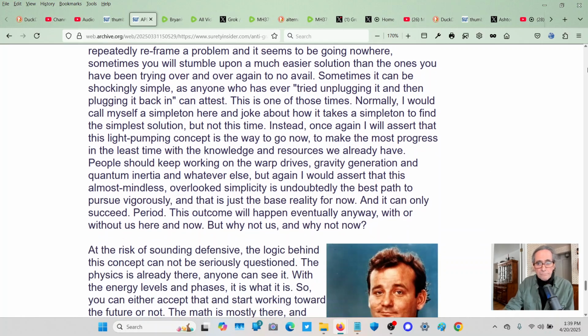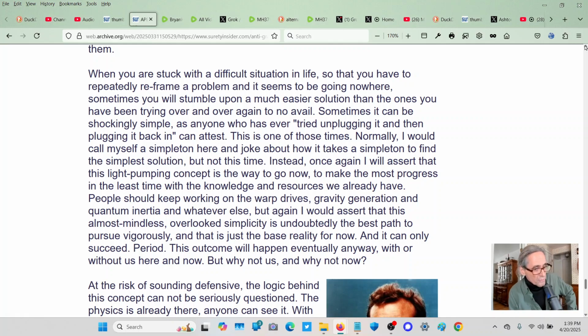Okay, winding down. One table pound wasn't so bad. When you are stuck with a difficult situation in life, so that you have to repeatedly reframe a problem, and it seems to be going nowhere, sometimes you will stumble upon a much easier solution than the ones you've been trying over and over again to no avail. Sometimes it can be shockingly simple, as anyone who has ever tried unplugging it and then plugging it back in can attest. This is one of those times.